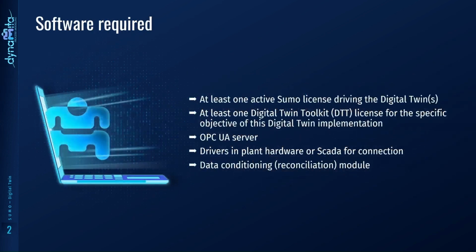To run a digital twin project, you will need at least one active SUMO license driving the digital twin, and at least one Digital Twin Toolkit license for the specific objective of this digital twin implementation. You will also need an OPC UA server, and a realistic input dataset for testing and demonstration, or a SCADA system to which the digital twin is connected if you are running a real-time controlled digital twin system.